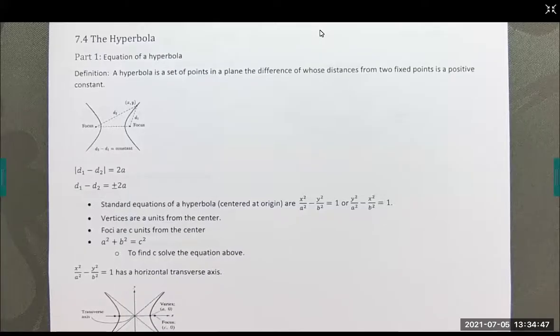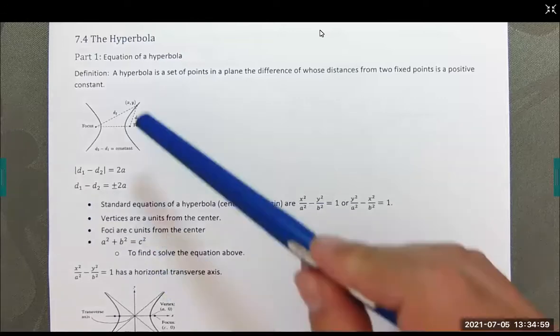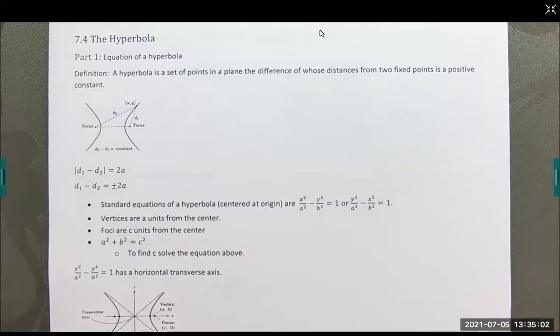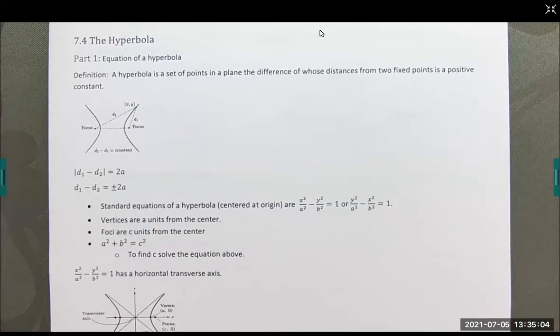Welcome back, everyone. Our last conic is going to be the hyperbola. Hyperbolas can be used in various things. Given two fixed points with a fluid in between, gravity will pull it into the form of this shape. We'll start with the definition.